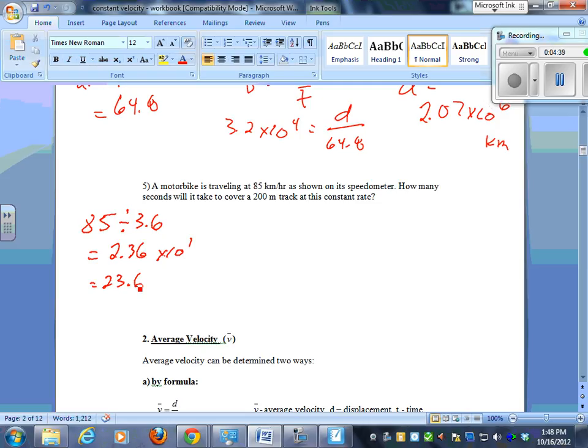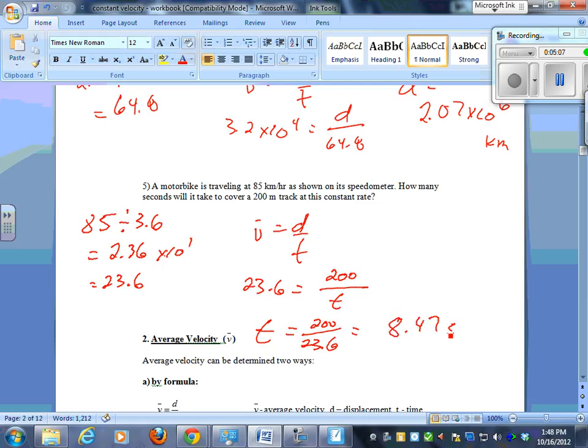So 23.6 is my speed. Now I'm going to go V bar is equal to d over t. I take 23.6, 200, solve for time. I get 8.47 seconds. Really? Yeah. I did mine.